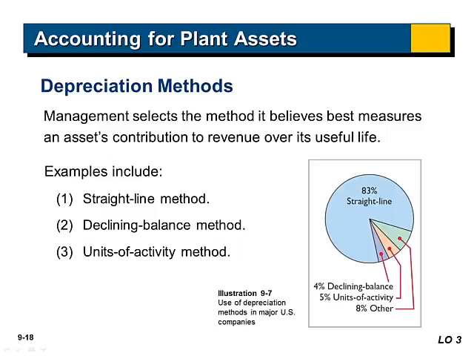So we're going to talk about three different types of depreciation methods in this class. Management of a company selects the method it believes best measures an asset's contribution to revenue over its useful life. You can see that a large majority of U.S. companies use the straight line method, but there are two other methods that we're going to talk about, the declining balance method and the units of activity method as well. These are the three different types of depreciation methods that we'll go through now.